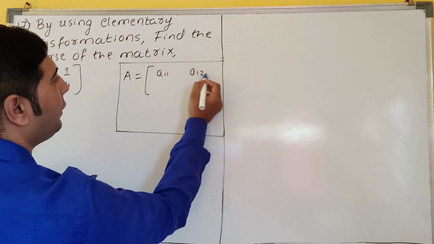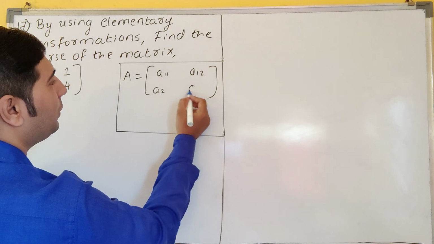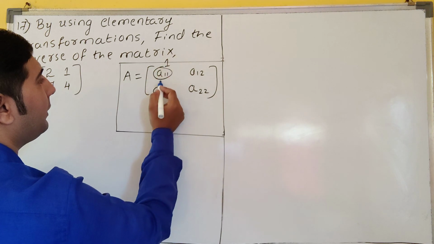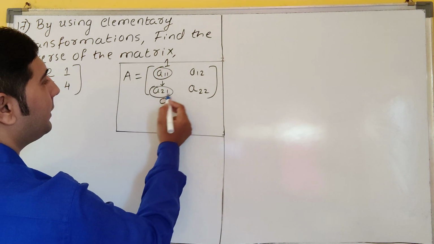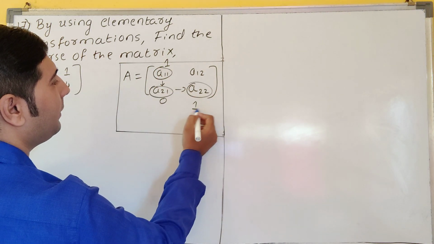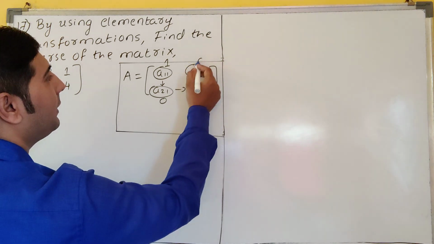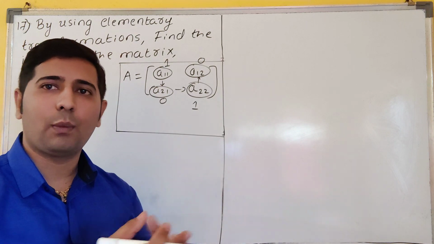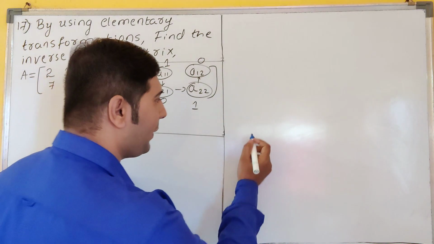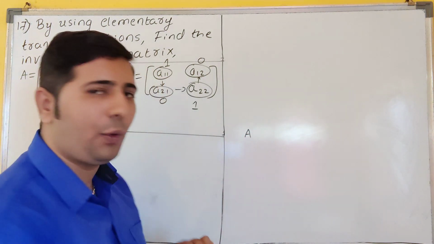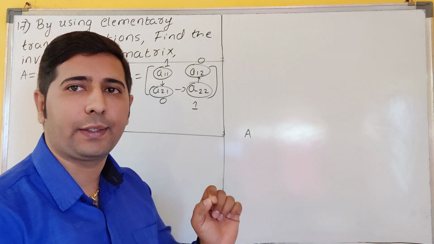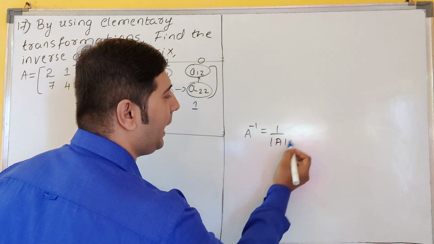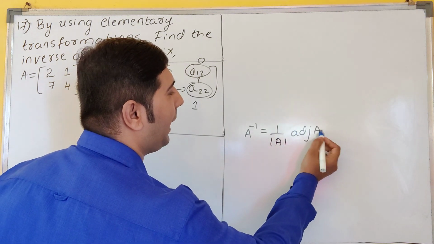A11, A12, A21, A22. So first you have to make this as 1, then you have to make this as 0, and this you have to make it as 1, and this you have to make it as 0, dear students. This is how we will apply the shortcut, dear students. One more method is there, I had already discussed in previous class, that is how to find the A inverse in determinants. You know that A inverse is equal to what? 1 by determinant A into adjoint of A.